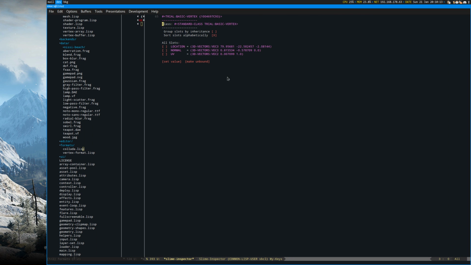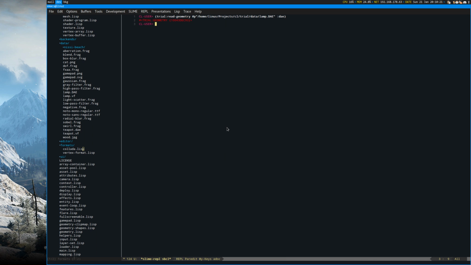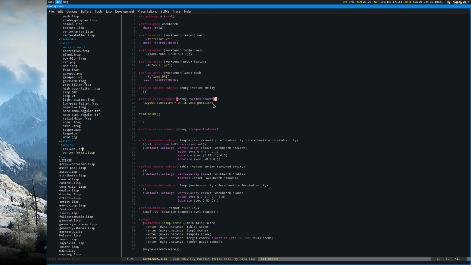Basic vertex. It does have an... At least the lamp does have a normal. So that should work, maybe? Not sure. How did I handle this? Hold on.